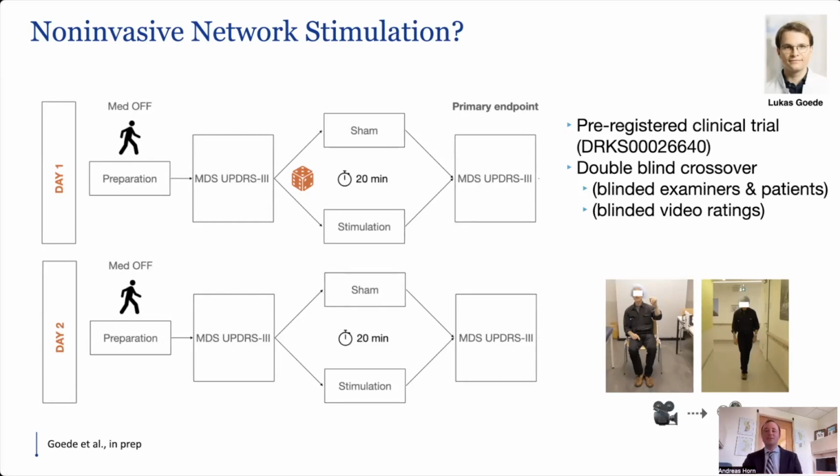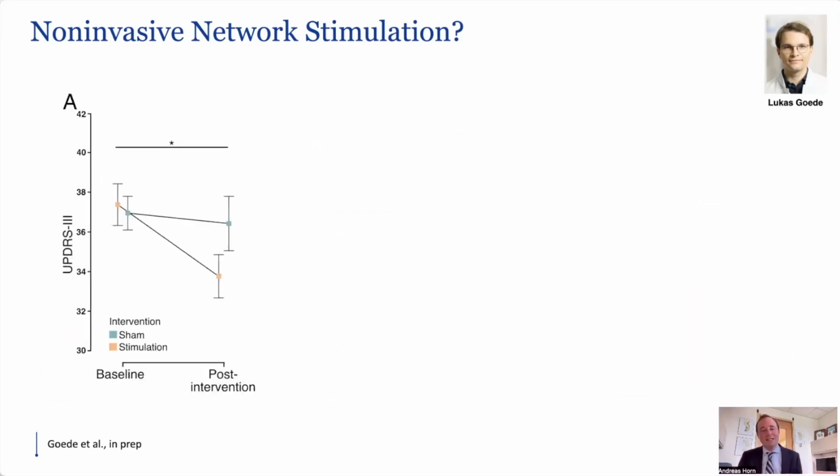So we pre-registered it. We had blinded examiners and patients, blinded video ratings, and it was sham controlled, of course. And the software decided sham versus active stim. So we didn't even know while we were in the room. And I must be honest, Lucas was in the room, not so much me, but he did a great job doing this. And in fact, there was a significant effect on the UPDRS, the Parkinsonian rating scale, that was significantly different for stimulation versus sham.